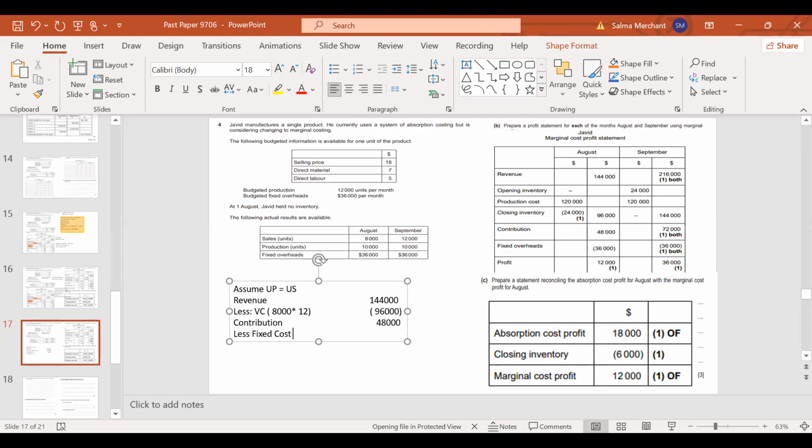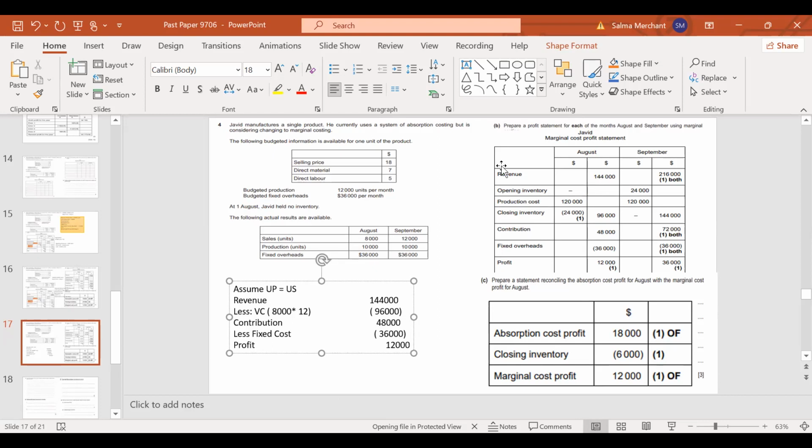So the absorption costing statement is like a traditional income statement. And marginal costing, because it assumes unit produced is equal to unit sold, it is okay if you do not show closing inventory in your marginal costing. So you will have what? Profit as 12,000. Same thing. Are you with me? Okay, fine. Now go for September.